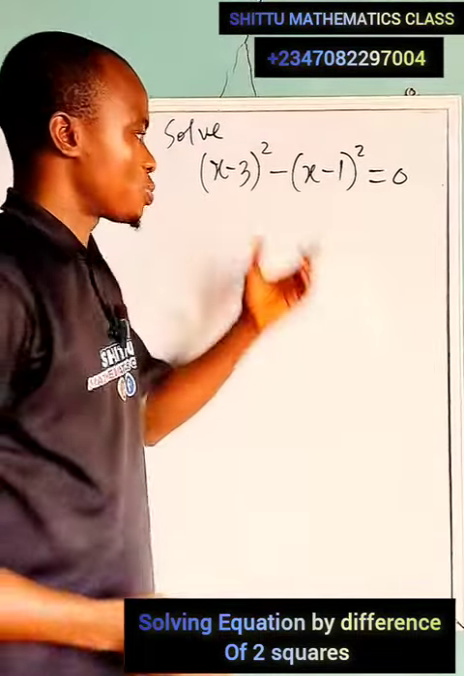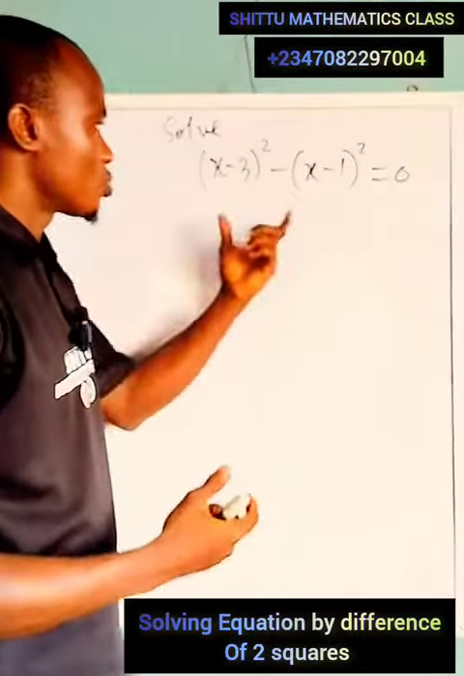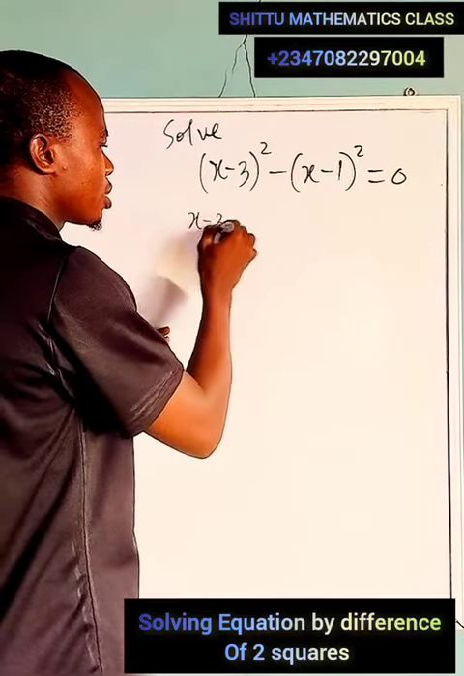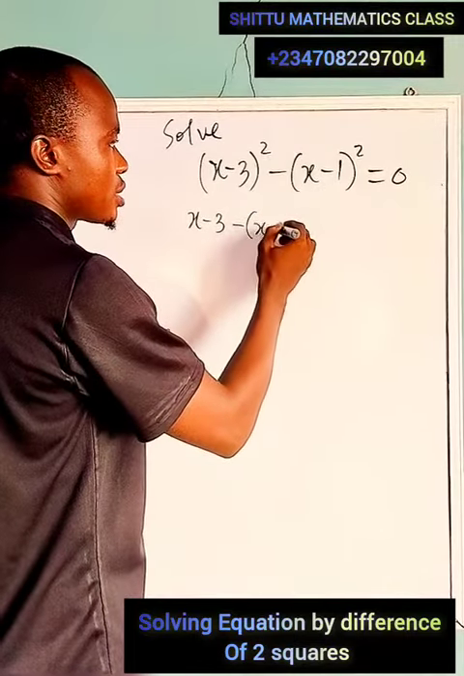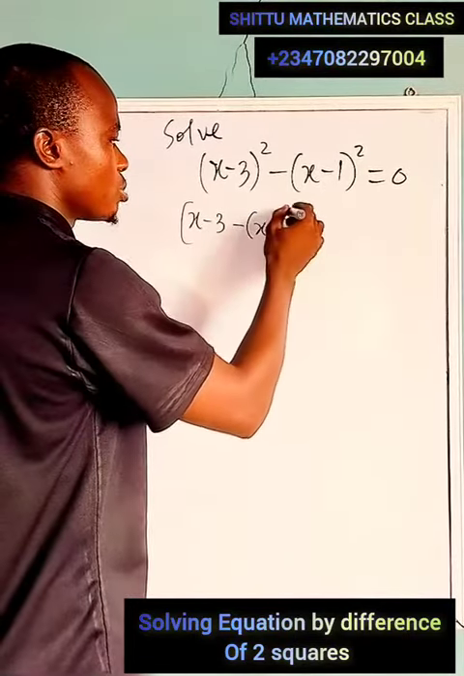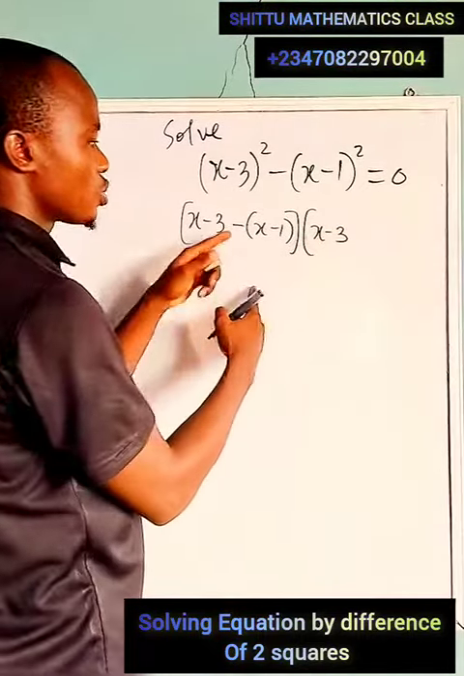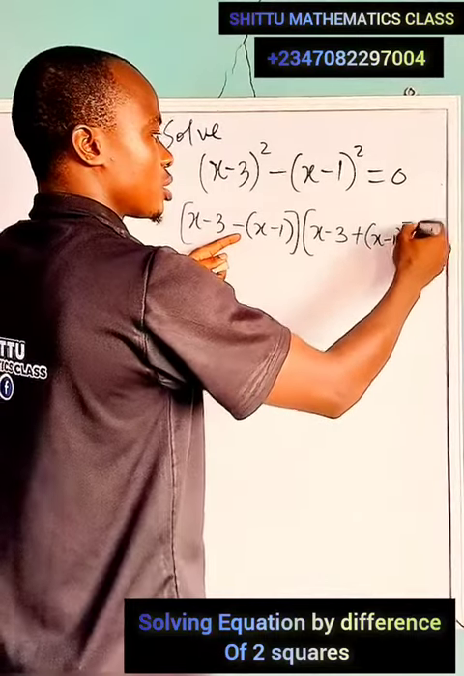Do I really need to expand this? No. I'm going to use difference of two squares to get the solution. So I'm going to be having (x minus 3) minus all of this (x minus 1). This is going to be, then I pick (x minus 3) using our plus. Now I have plus (x minus 1), then equals 0.